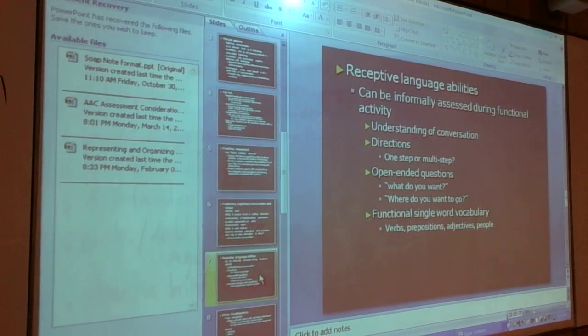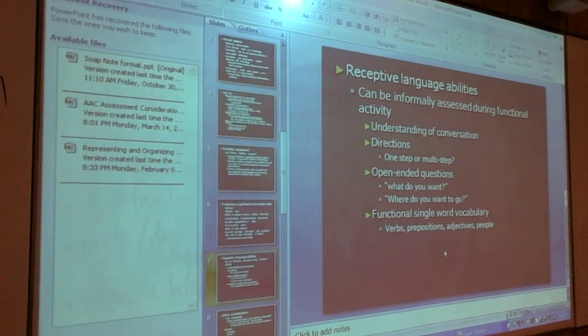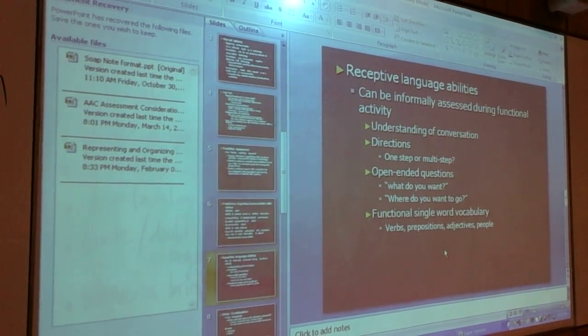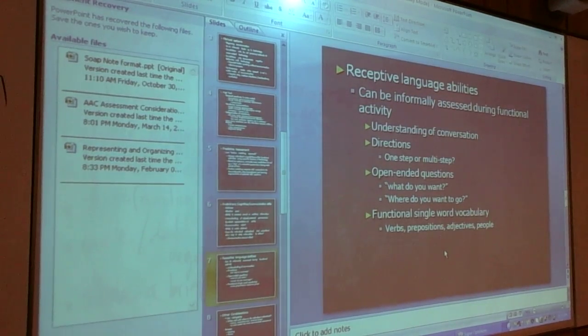So it depends. We talked about receptive language just now in our conversation, and how important it is for you to understand where that person's functioning receptively before you expect some kind of expressive output with an AAC system. So here, functional single word vocabulary. What single words do they know? And you're trying to figure that out with your client. The bottom line with AAC, when you're doing an assessment, is that you really need to know the language capability of the person you're working with.